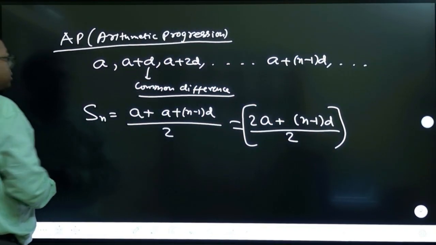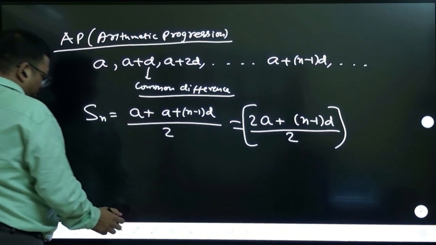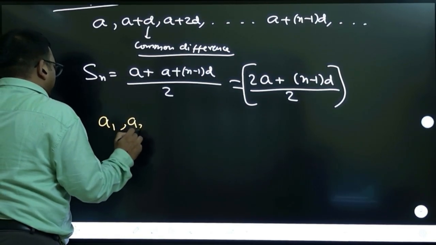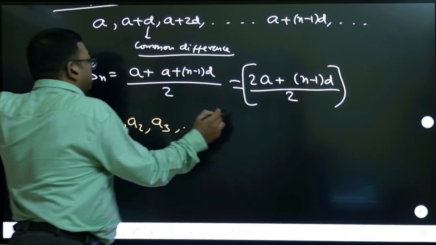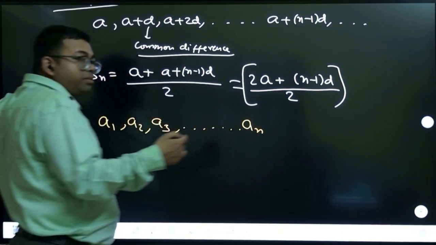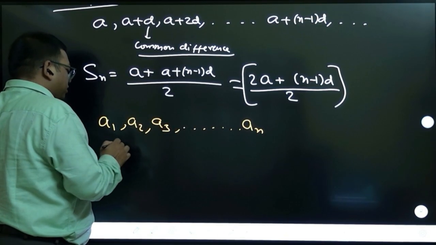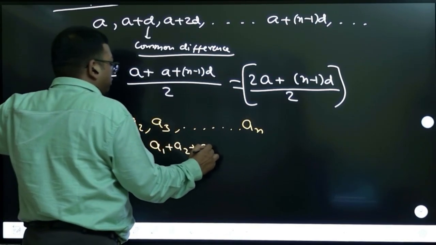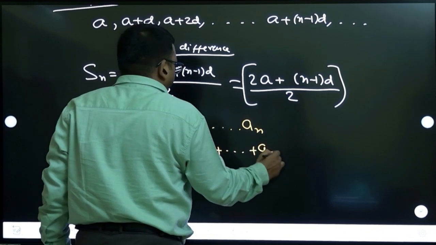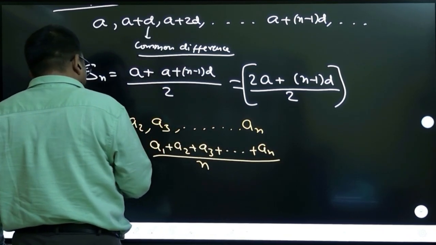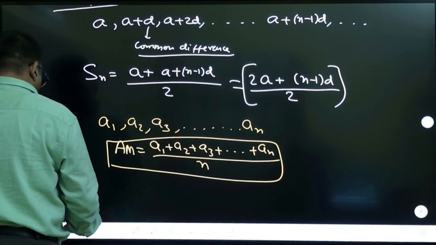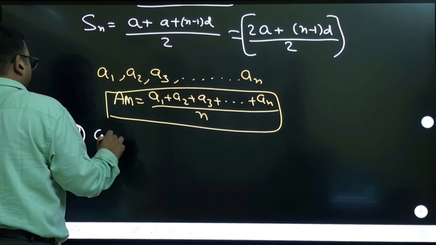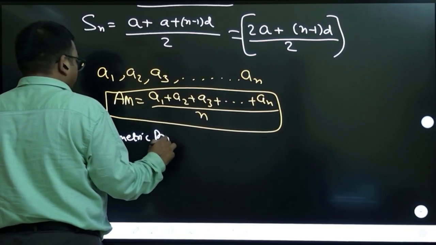Okay. Then what is called arithmetic mean? That also note that. So suppose there are numbers like A1, A2, A3, up to AN. They may not be in arithmetic progression, but arithmetic mean can still be defined as the average value: A1 plus A2 plus A3 up to AN divided by N. This is called arithmetic mean. Then what about geometric progression?